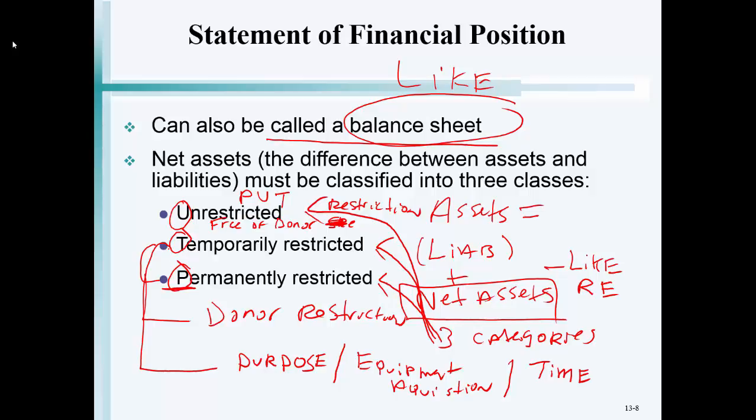The other way that we will have a temporarily restricted is through the passage of time. Okay, so what happens? Somebody gives me a certificate of deposit, and they say, here's a certificate of deposit. You can't cash it in. You must hold it until it matures, and then once it matures, you can use it for the not-for-profit. So that's temporarily restricted in that time simply has to pass until that certificate of deposit matures, and then they can use it for that purpose.